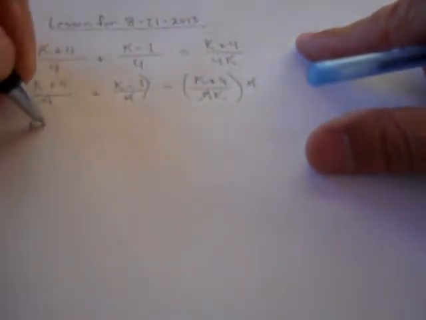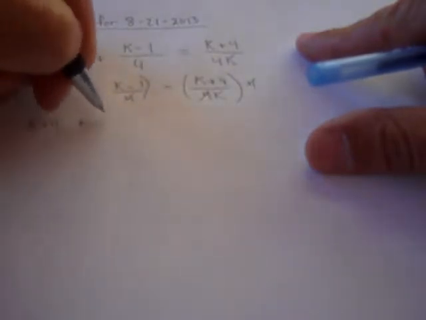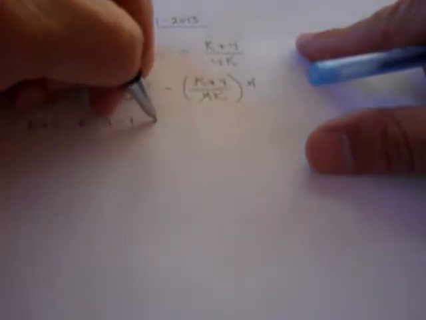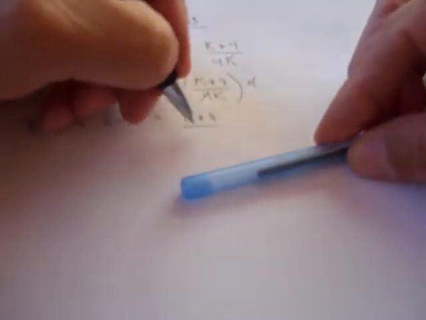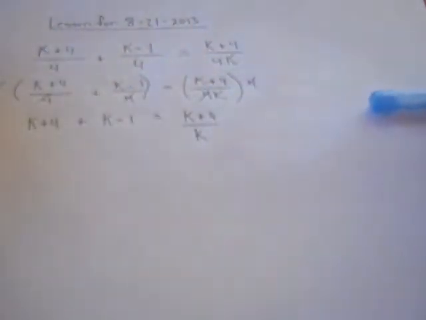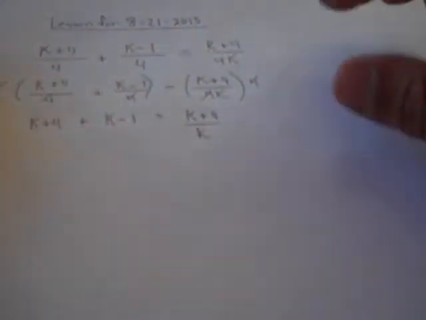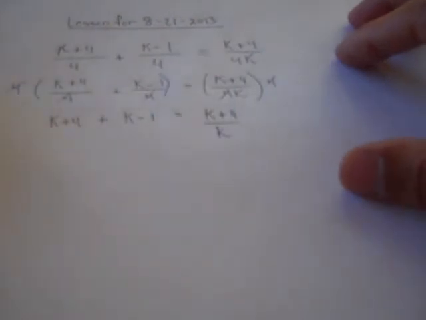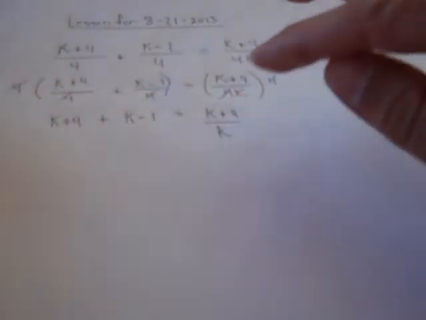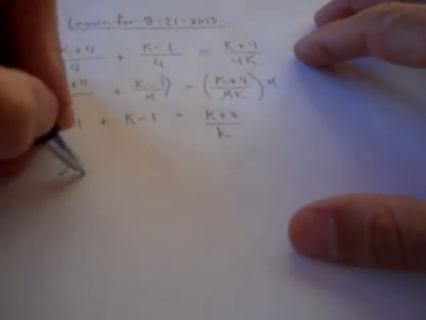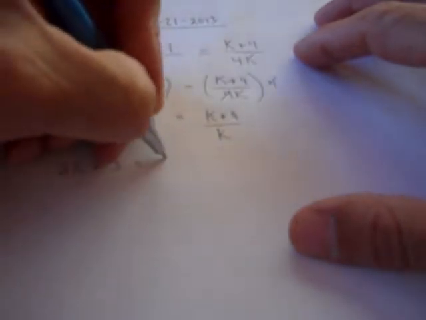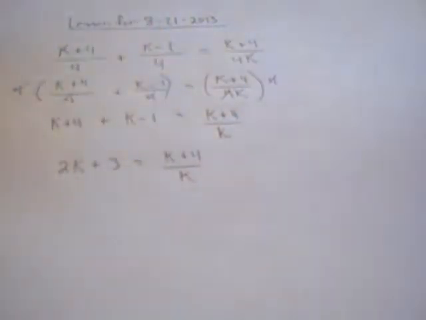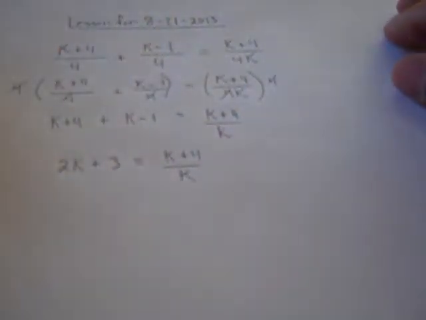That leaves me with K plus 4 plus K minus 1 equal to (K plus 4) over K. Alright, great. So now we have a little simpler equation. I'm going to combine the like terms on the left hand side: 2K plus 3 equal to (K plus 4) over K. So I just combined the K's on the left hand side.